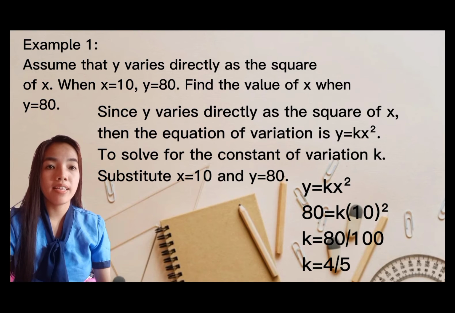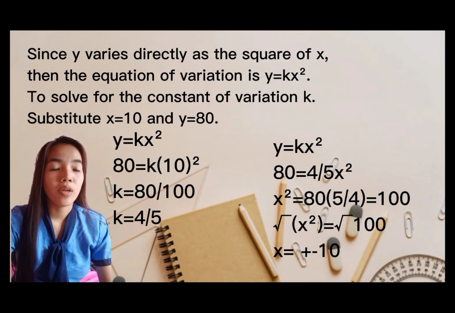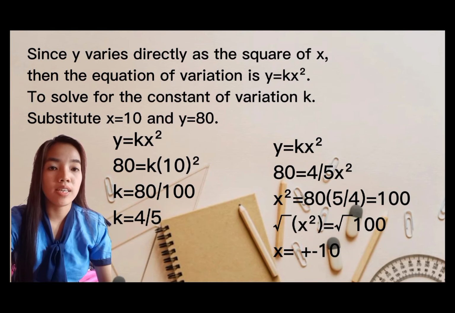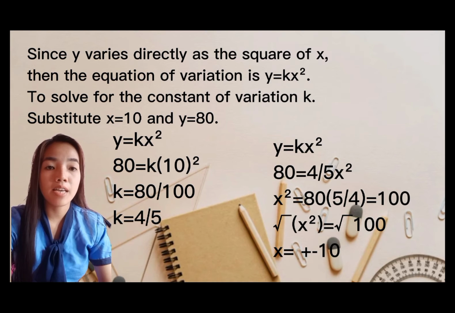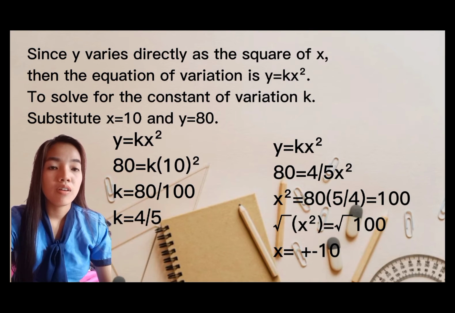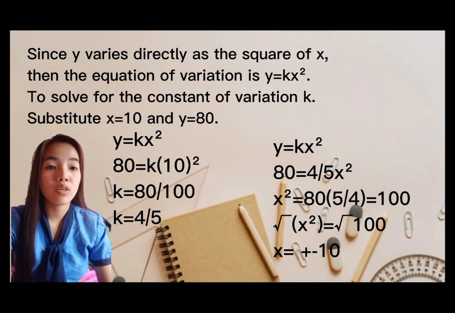So the answer for k is 4 over 5. To solve for x when y is equal to 80, substitute k is equal to 4 over 5. So in y is equal to kx squared, the value of y, 80, is equal to the value of k, which is 4 over 5, times x squared. So x squared is equal to 80 times 5 over 4, the reciprocal of 4 over 5, which is equal to 100. So x squared is equal to 100.